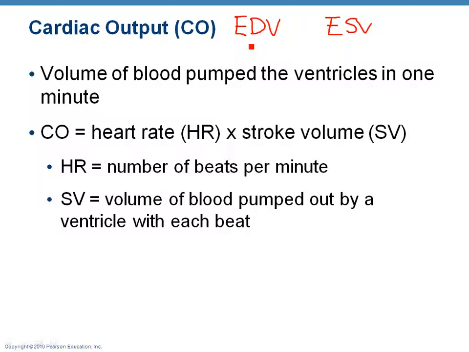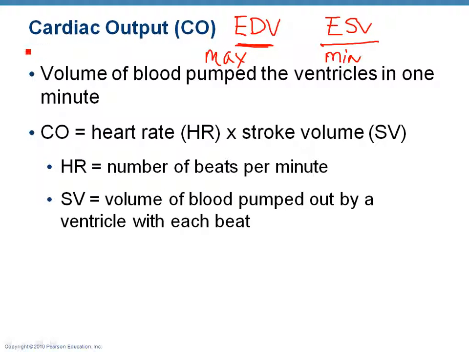And your EDV, that's the maximum volume of blood in the ventricles. ESV, or end systolic volume, is your minimum volume of blood left over in the ventricles after ventricular systole has occurred.